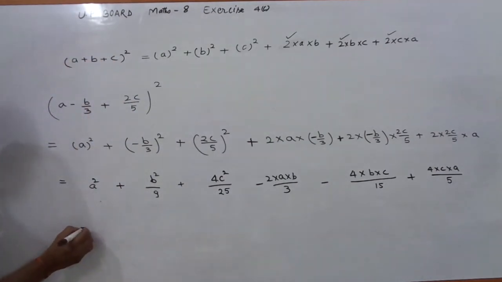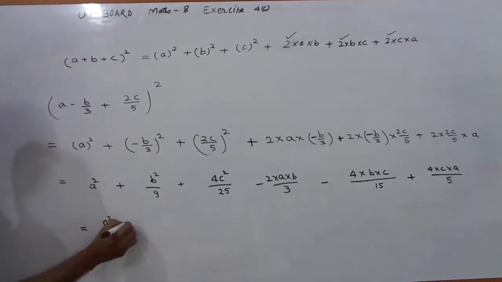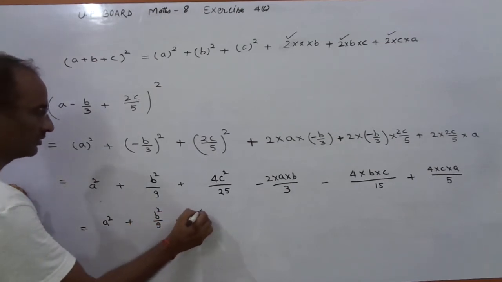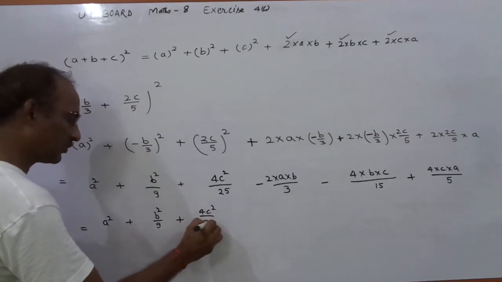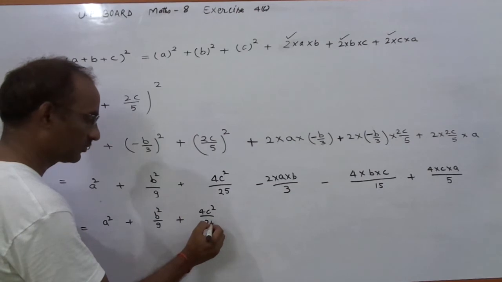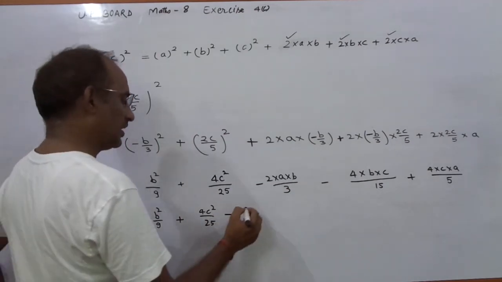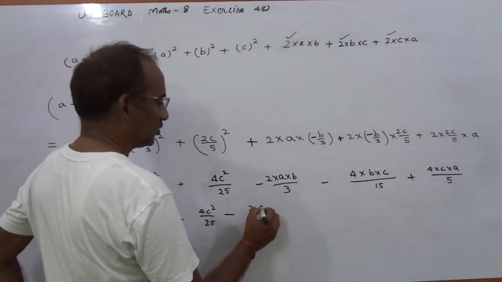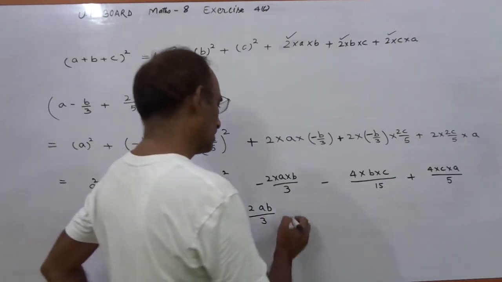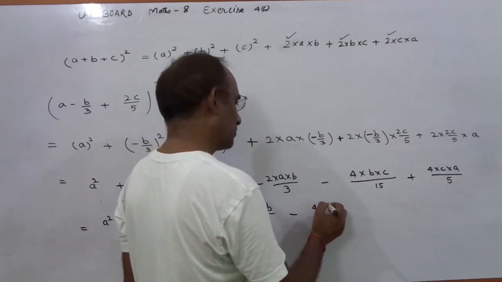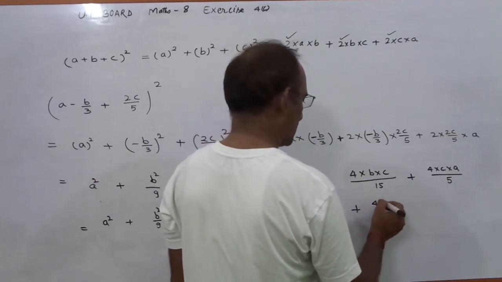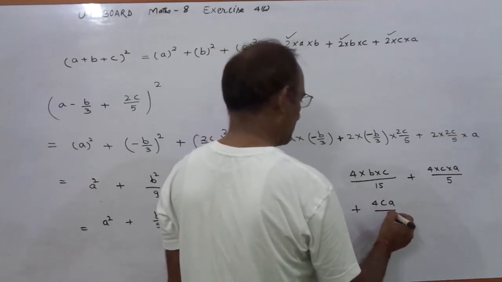Now a square, b square upon 9, 4c square upon 25, minus 2ab/3, minus 4bc/15 and plus 4ca/5.